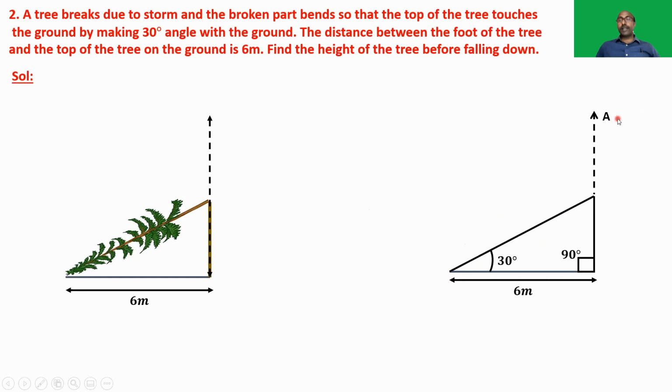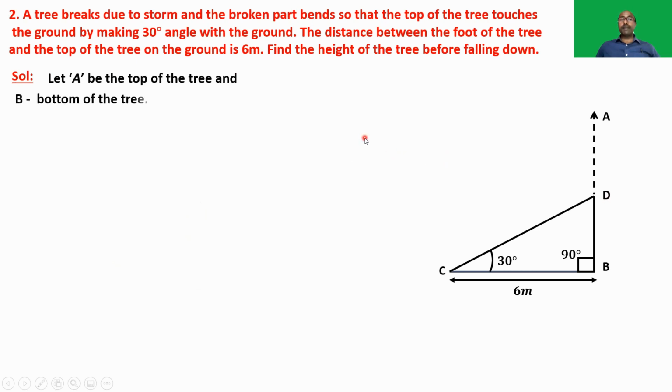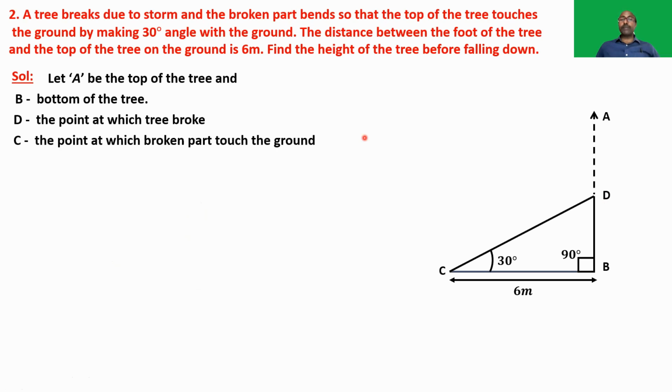Let A be the top of the tree, B be the bottom of the tree, C the point of observation, or what you see here, the point at which the broken part is touching the ground. Okay. And D is the broken point. Now, first write what is what. A is the top of the tree, and B is the bottom of the tree. D is the point at which the tree was broken. C is the point at which the broken part touched the ground.